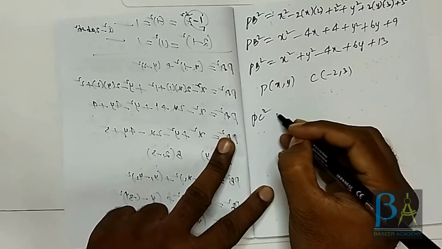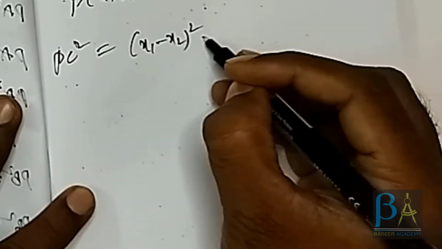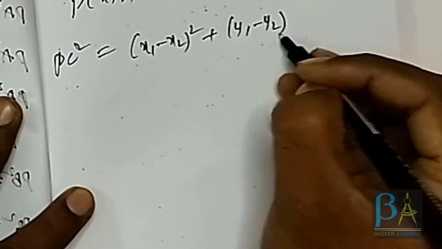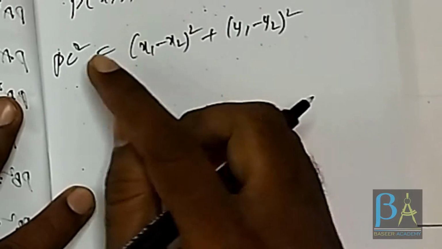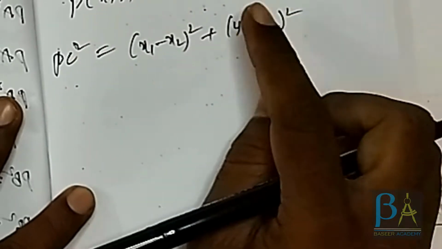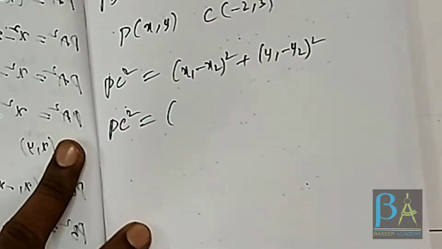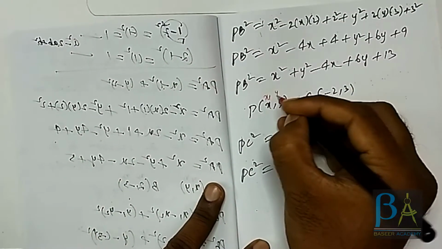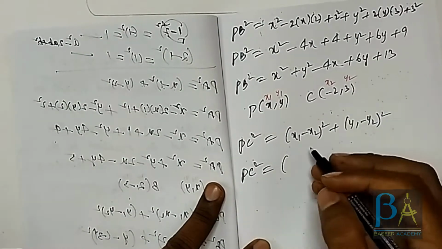So what would be PC square? The same distance formula, x1 minus x2 whole square plus y1 minus y2 whole square, but without the under root. If I find out PC, there will be an under root, but if I find out PC square, obviously the square root vanishes. So PC square is going to be, this is going to be our x1 y1 and this is going to be x2 y2. Let us substitute the points here.